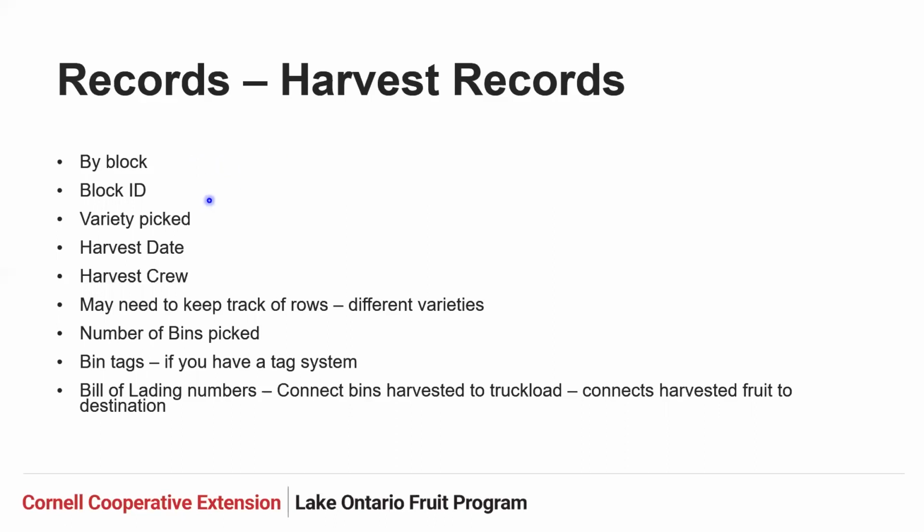So that would mean on the harvest record, writing down the block ID. Of course, you would put the variety picked. The harvest date is important to have. The harvest crew is not essential, but it's a good record to have. It may help remind you of what occurred on that date. You may need to keep track of rows, as I mentioned before. And then you would want to record the total number of bins picked for that block. This is an important number to have. I'm sorry, there should be the number of bins picked on that day of harvest.